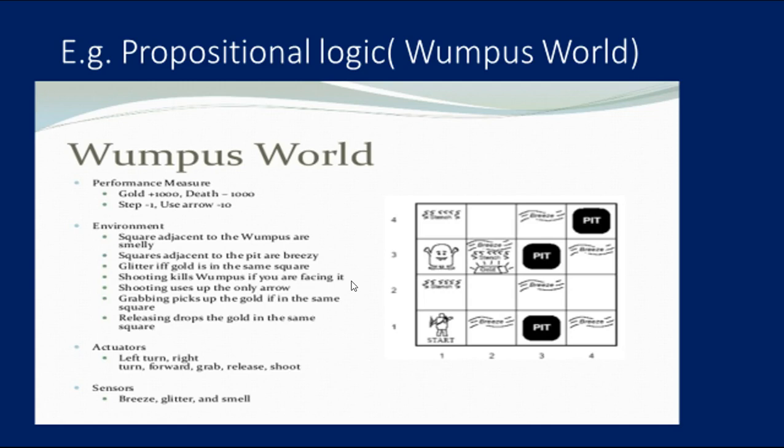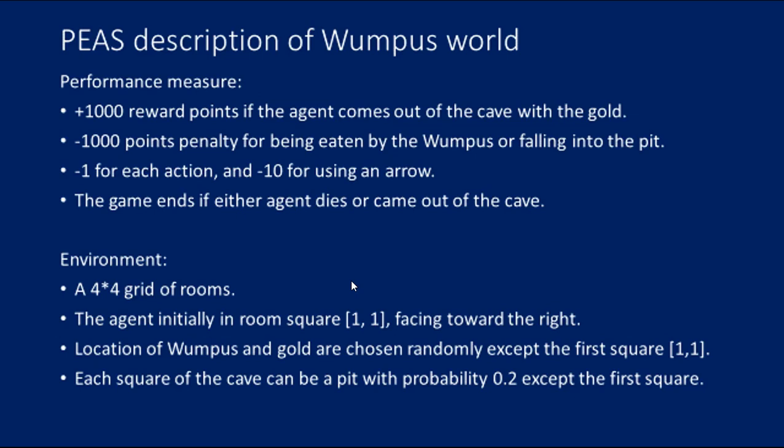There is a glitter if and only if there is gold. The Wumpus can be killed by the agent if the agent is facing it, and the Wumpus will emit a horrible scream which can be heard anywhere in the cave, and this is the example. So these are the conditions that need to be known. By using propositional logic, how can the agent take the gold with so many hurdles in the path? So here is the PEAS description of the Wumpus world.